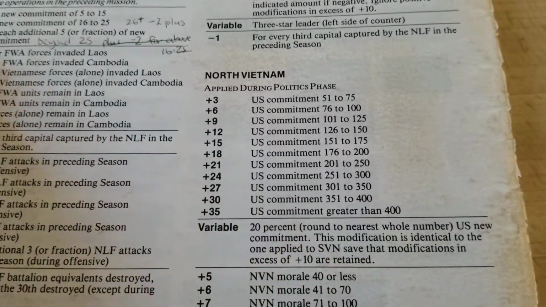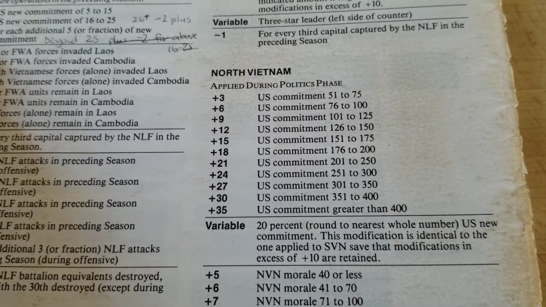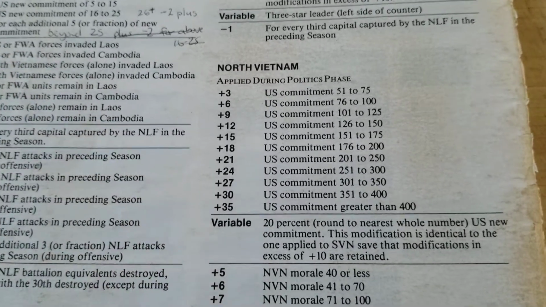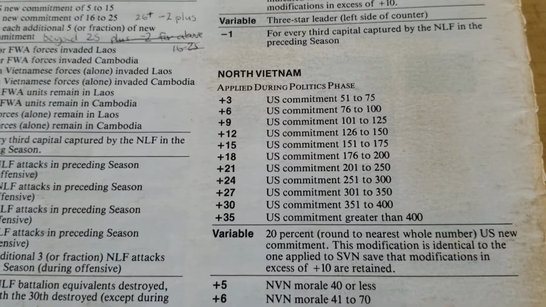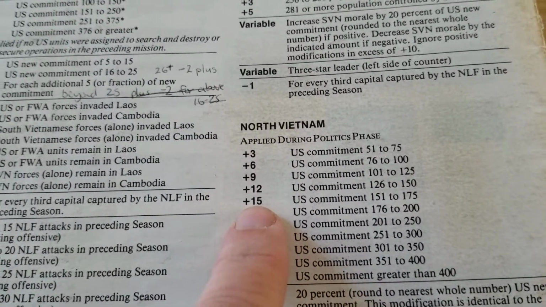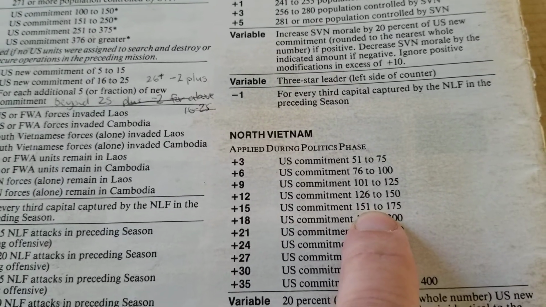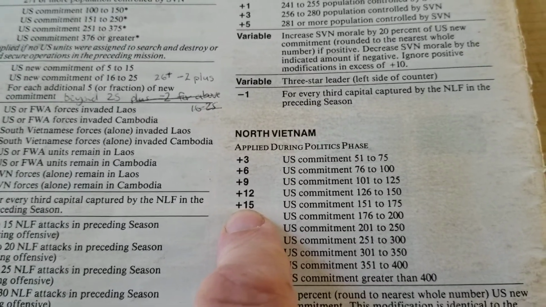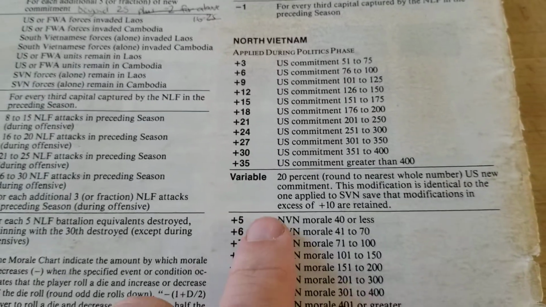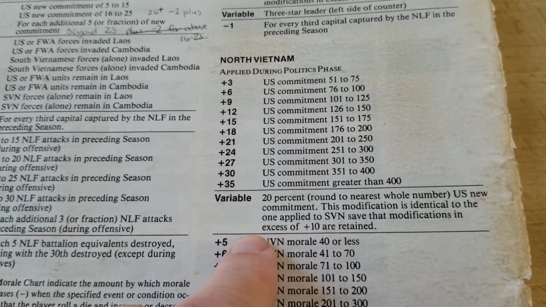Changes to North Vietnamese morale during the politics phase are based on U.S. commitment. So however much effort the U.S. has put into the fight in South Vietnam affects North Vietnamese morale. The more the U.S. puts in, the more their morale goes up. So for example, if the U.S. commitment was 158, that'd be plus 15 each turn to North Vietnamese morale. 20% of U.S. new commitment is added as a positive modifier to North Vietnam.